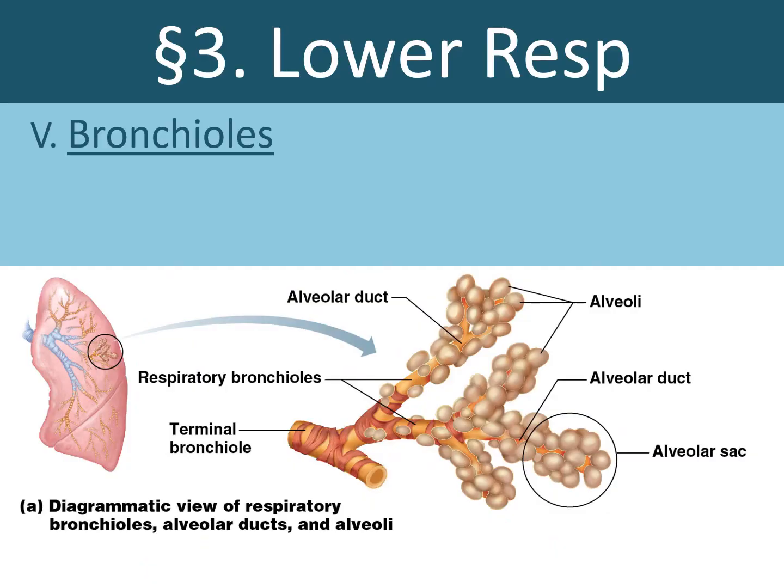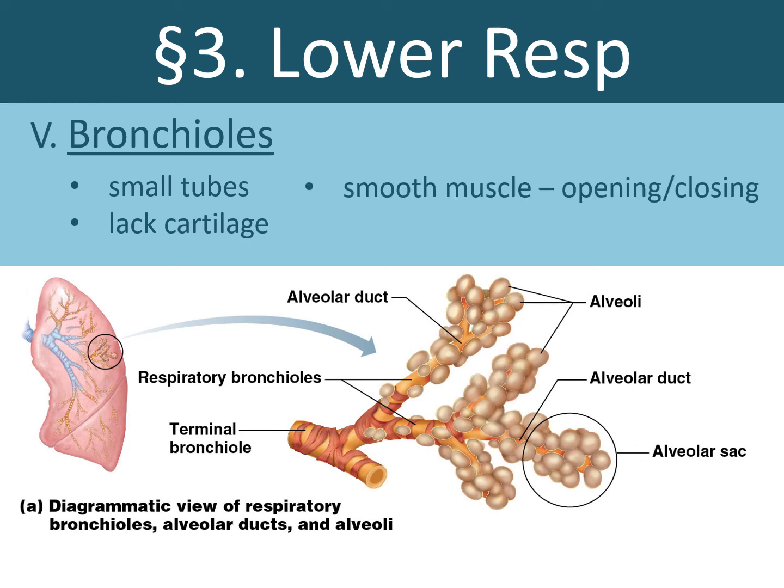The tubes of the respiratory tract continue to branch and get smaller and smaller. After the bronchi are the bronchioles. These are even smaller tubes. They lack the cartilaginous rings of the bronchi and trachea, and they are surrounded by smooth muscle that allows us to open and close these passageways. The bronchioles end in structures called alveoli, discussed on the following slide.